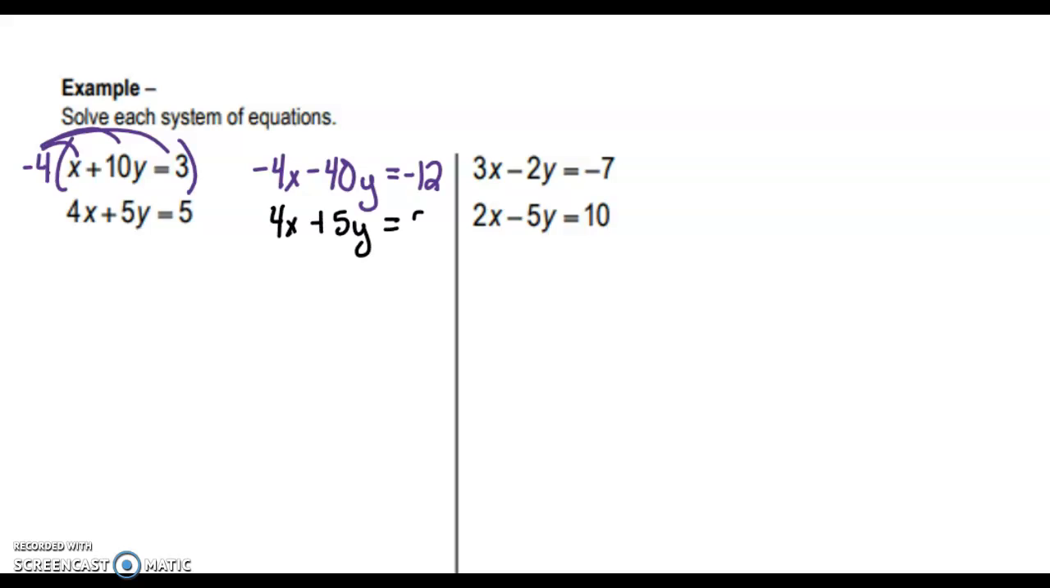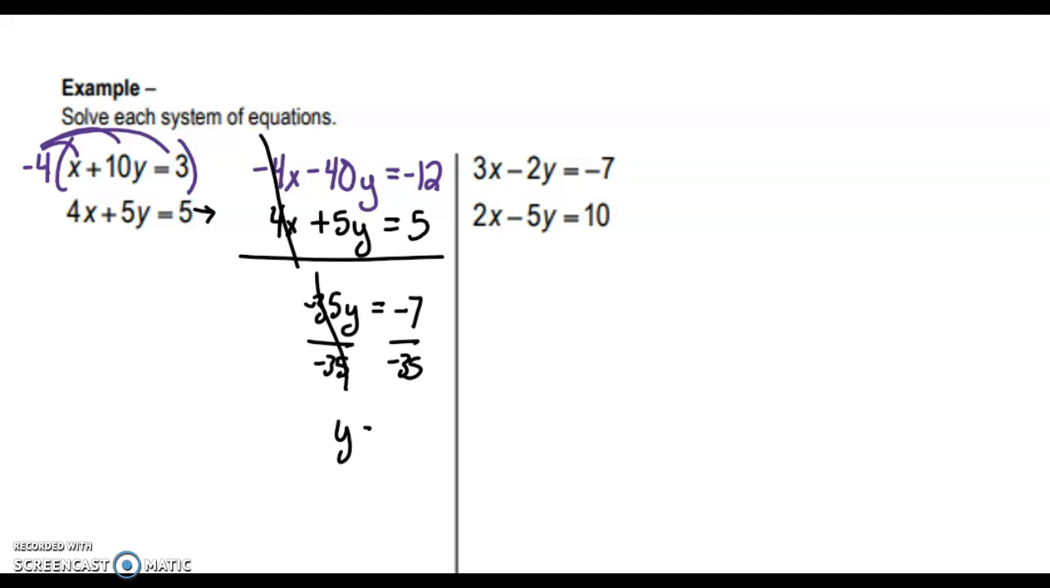So that bottom equation, I'm literally just writing, I didn't change a thing, so it just scooted right over here so that it was lined up. So now if you look at it, something's ready to eliminate. Negative 4x plus 4x is 0, so that eliminates. So move on to the y's. Negative 40y plus 5y. Okay, that's negative 35y. Now let's do the constants over here. Negative 12 plus 5 is negative 7. Okay, so we divide by negative 35.